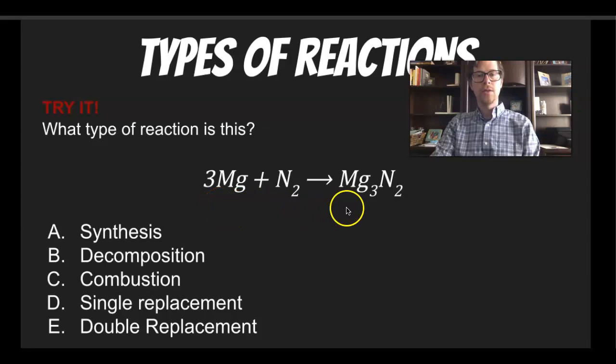Okay, let's try this one. Mg plus N2 gives us Mg3N2. So this is magnesium, and nitrogen gas gives us magnesium nitride. Pause the video. Try this one in your notebooks.